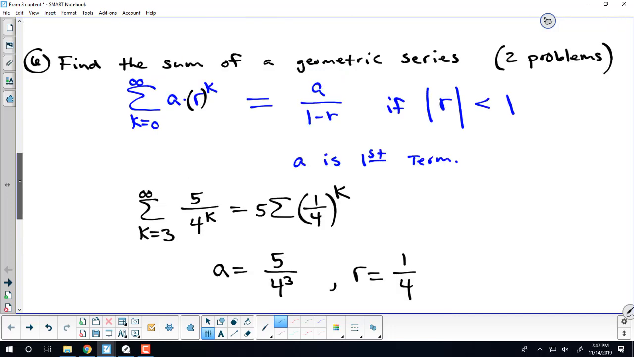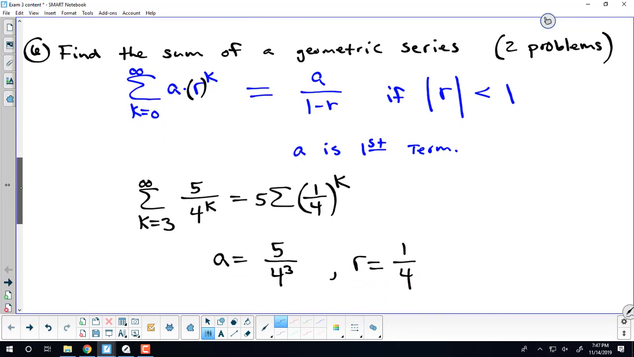Here's an example. If you're going to find the sum of the geometric series 5 over 4 to the k, there's a couple of ways to look at it. Either you can shift this index so that it's at 0, and then we can apply this formula as it is, or we can just say, what's the first term of that series? 5 over 4 cubed is the first term, because this starts at 3, and the common ratio is 1/4. So then we would plug in a over 1 minus r to find the sum of that particular series.